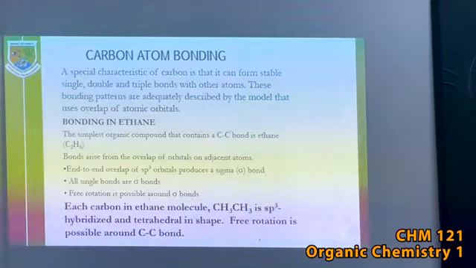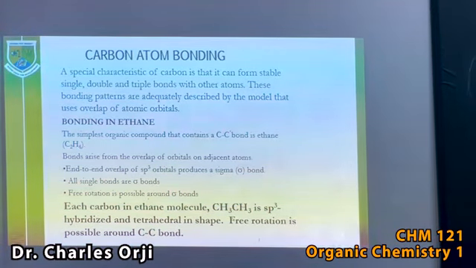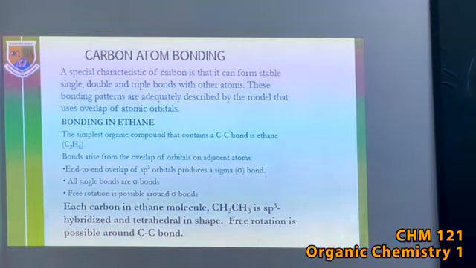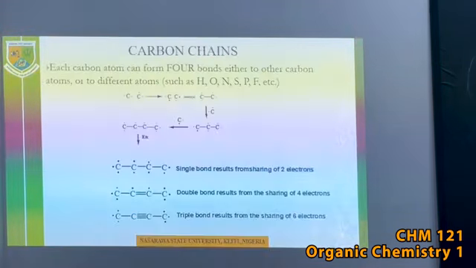All single bonds are sigma bonds. Remember, all single bonds are sigma bonds, and this allows for free rotation around the single bond. Okay? So each carbon in an ethane molecule, which is CH3CH3, is sp3 hybridized and tetrahedral in shape. Remember, we talked about an angle of 109.5 degrees, and we talked also of free rotation, which means that there is free rotation around the carbon-carbon single bond.